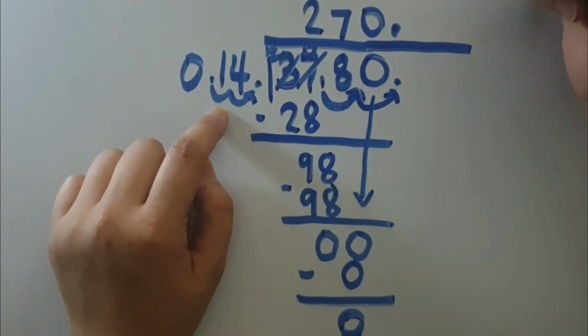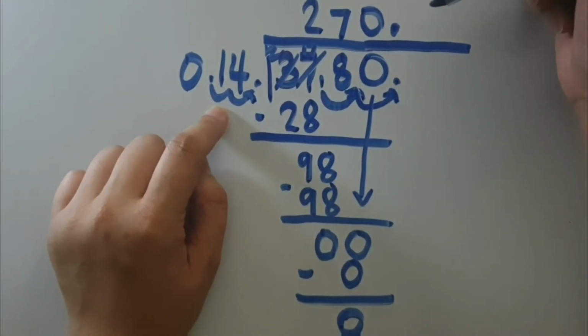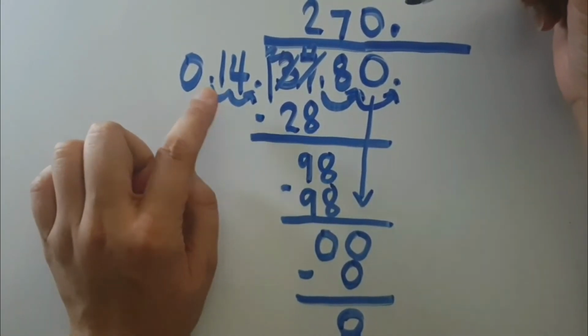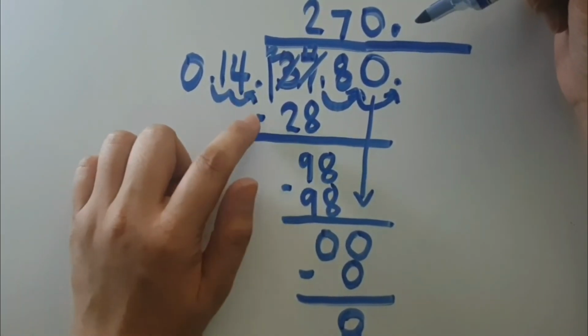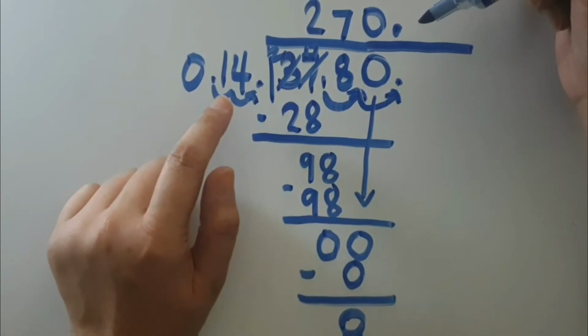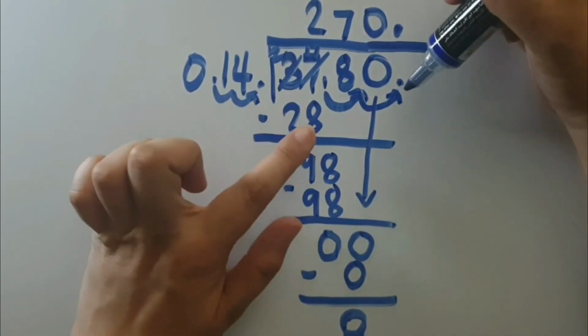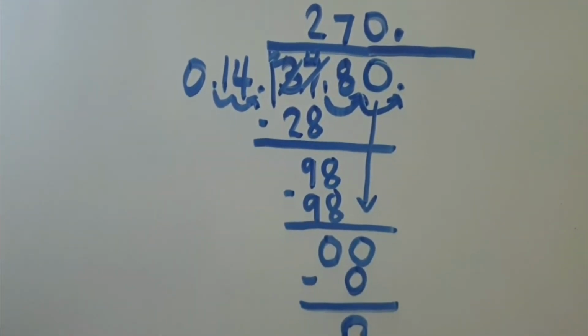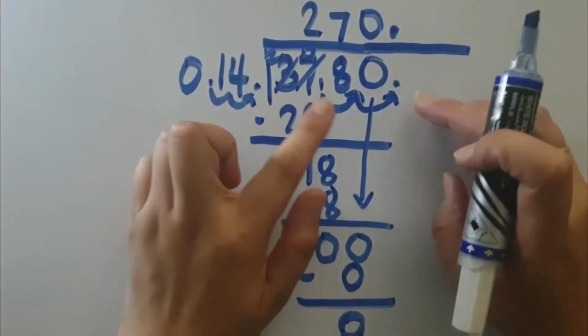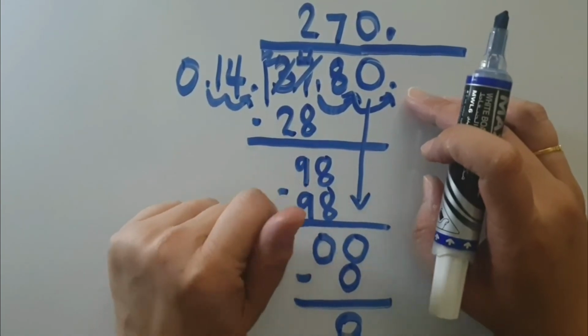Let's go over this again. We have 2 decimal places in our divisor. So we moved 2 places to the right to make it a whole number. And since we move 2 places to the right in our divisor, we need to do the same in our dividend. We also need to move 2 places to the right.